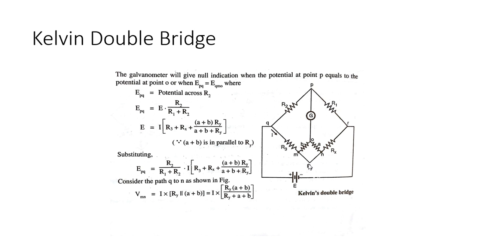The second set of ratio arms is formed by resistors A and B, and they connect to the galvanometer over here at a point O. So this is point O. This is the secondary set of arms. These are connected to point O, and this point O is connected to the galvanometer.